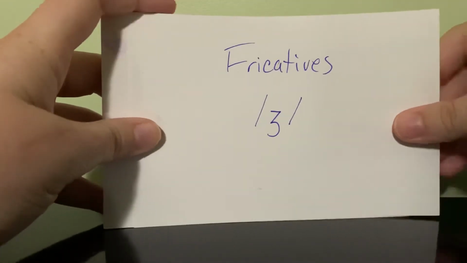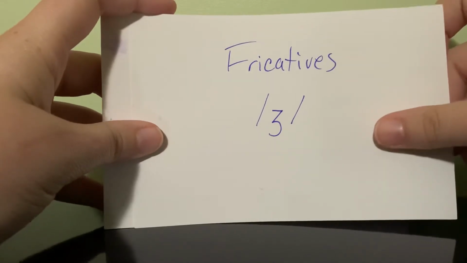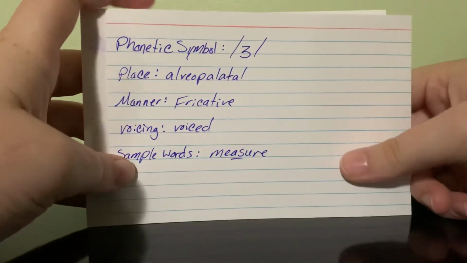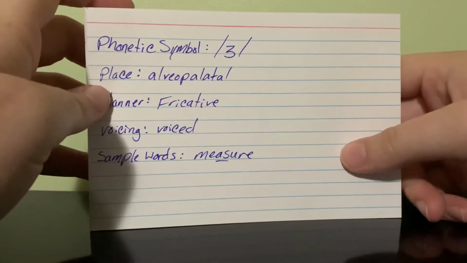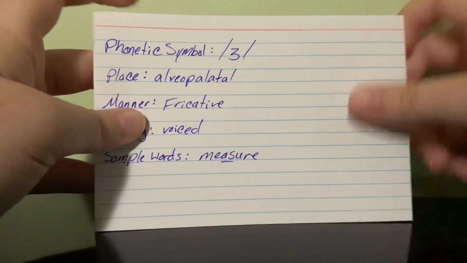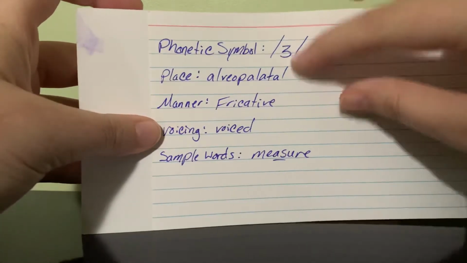Now onto fricatives. It's like a 3 closer to the bottom. And that's going to make the zh sound. It's an alveolar palatal, and it is voiced, in words such as measure, that zh sound. And it's that 3 that's closer to the bottom.